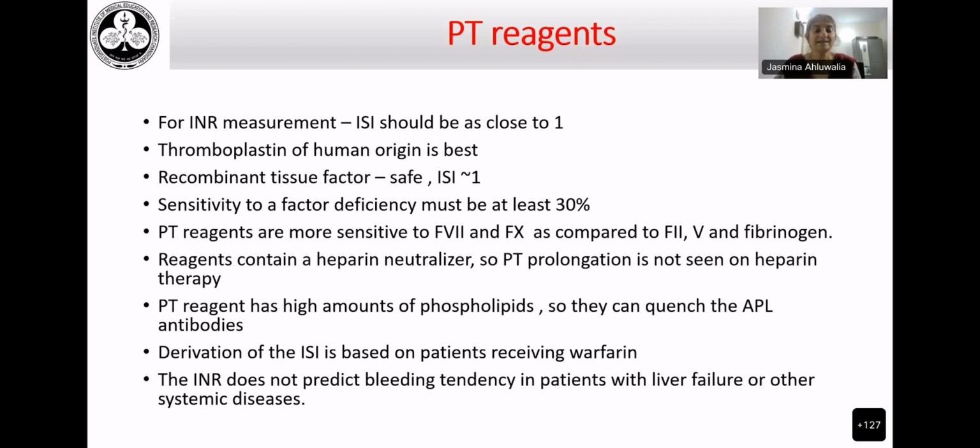But the current practice these days is to use INR for predicting bleeding tendency in patients with other indications, such as liver failure and DIC. This is not really a very good practice because it was standardized for patients receiving warfarin and may be misleading in this situation.